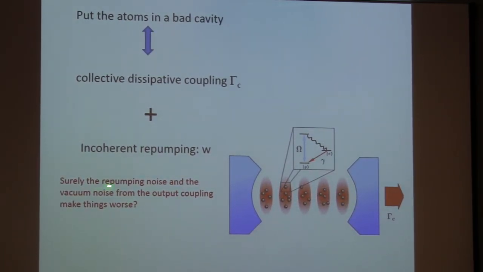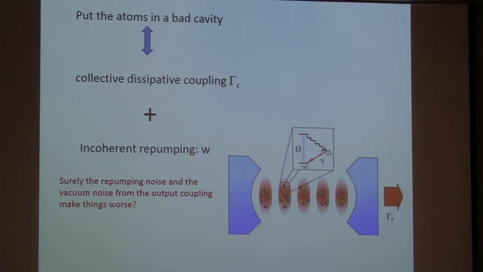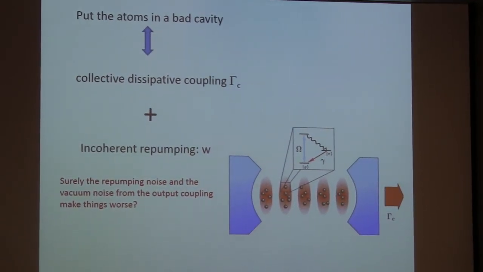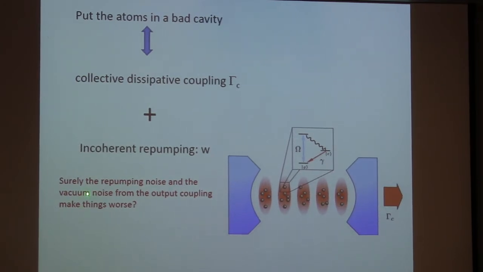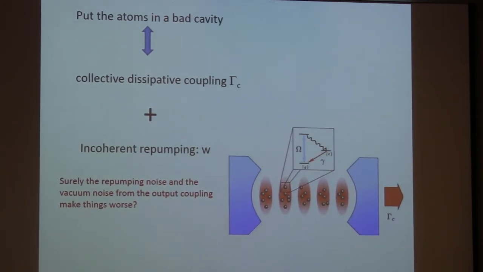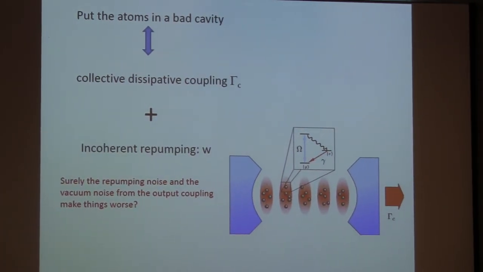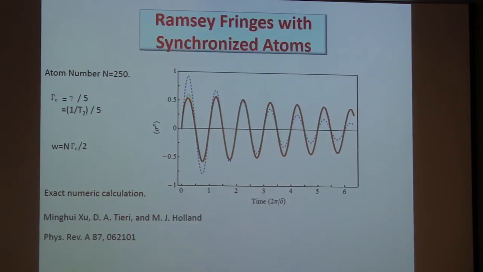So it seems like a bad idea. Surely I'm adding noise. I'm repumping the system with random dice. I'm throwing dice, deciding randomly where the atom's going to the excited state. This doesn't sound very good for quantum metrology. There's vacuum noise from the output coupling. Photons randomly decide to go out. All this noise sounds bad. Surely this should make your Ramsey sequence not so good.